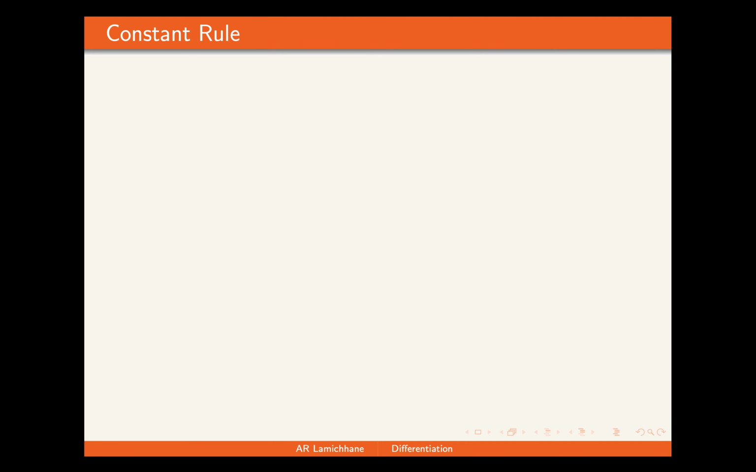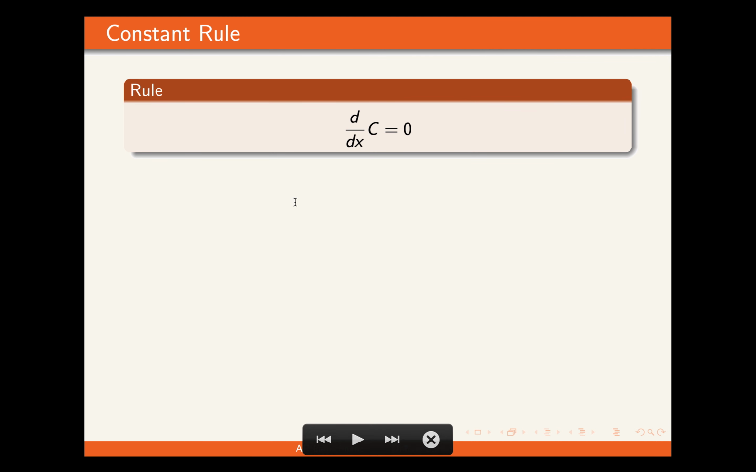What is the constant rule? If c is a constant, then the derivative of the constant function is equal to 0. So this is known as the constant rule. Let's try to see some of the examples.